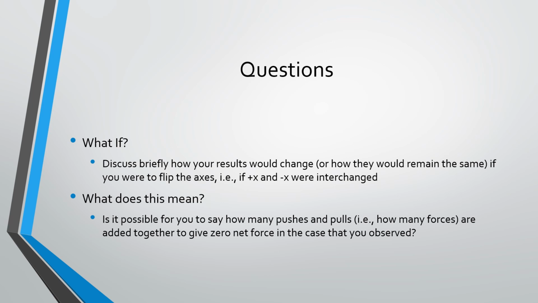For the what if question, if I were to interchange the positive x position and the negative x position, that will cause the velocity to be a negative slope and cause the values for position to be negative. And then for the what does this mean question, it is difficult to get zero net force in a real life example, because you have to account for other forces such as frictional force and gravitational force, and you can't just negate that. So it is not possible to calculate how many pushes or pulls are observed.